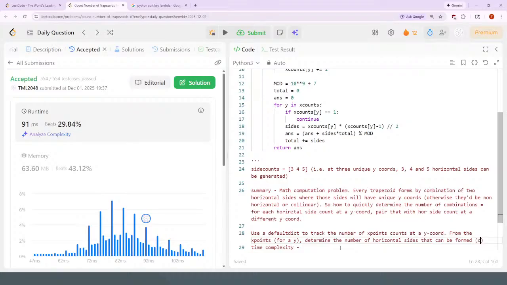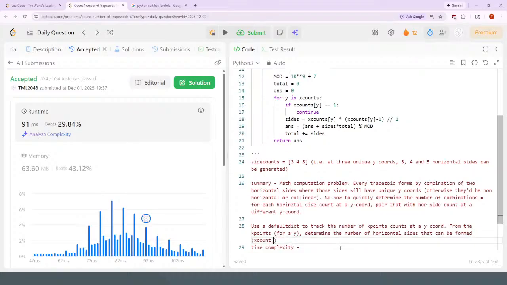So if the x count is 1, then the sides is going to be 0. You can't form any sides with just one x coordinate. If the x count is 2, then the number of sides there would be 1. If the x count is 3, then the number of sides there would be 3. And in general, n would lead to n times n minus 1 over 2.